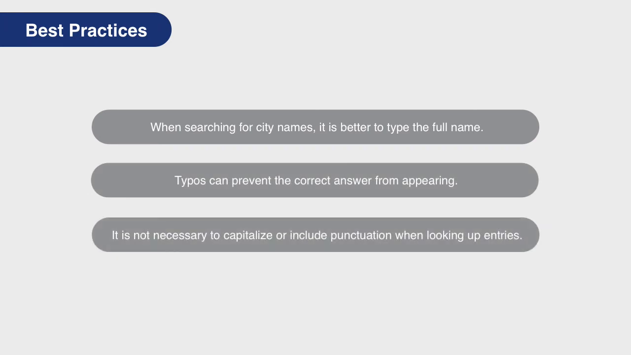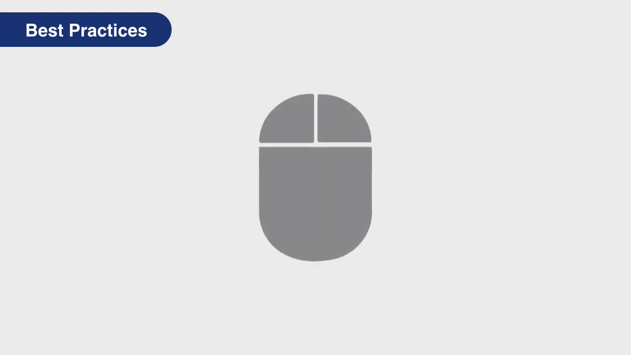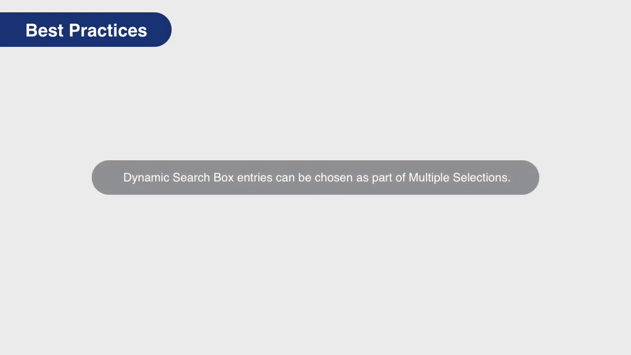It is not necessary to capitalize or include punctuation when looking up entries in the dynamic search box. Simply type the appropriate keywords and select the correct entry. Select the desired entry by using the down arrow on the keyboard or left-clicking on the entry with the mouse. Then submit as usual. Dynamic search box entries can be chosen as part of multiple selections.